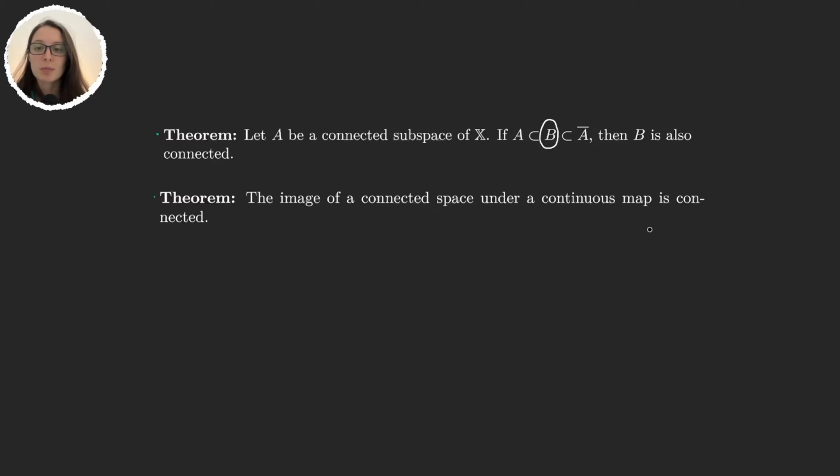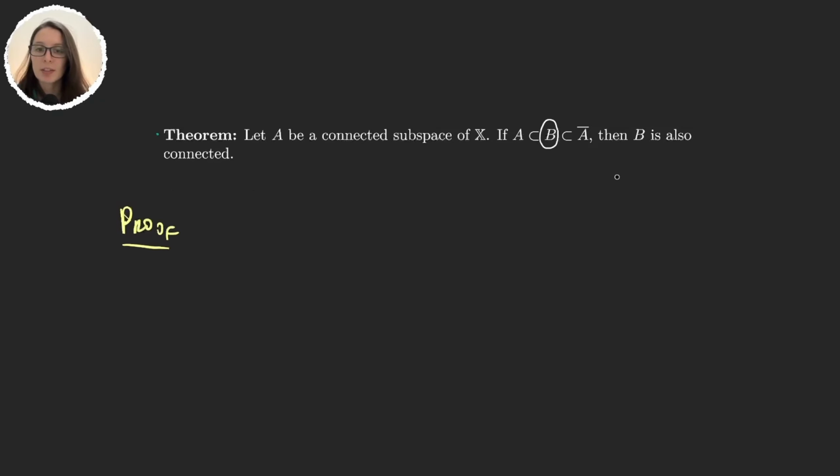These two theorems might seem meaningless now, but they're actually very useful, and we will use them a lot in the exercises, and the techniques that we use to prove them will be very useful for us in the exercises and later on for more important theorems. So let's start with the first one. We have that A is connected and this inclusion. Let's make a drawing to see the situation.